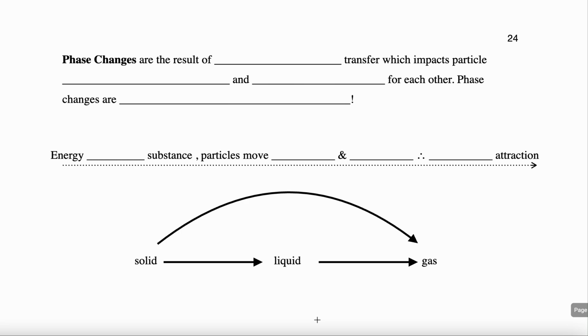24 and looking at phase changes. So phase changes are the result of an energy transfer. And when energy is transferred into or out of a sample, it impacts the particles making up that sample. It impacts their average kinetic energy and the strength of their attractions for each other. So I'm going to write attraction strength.